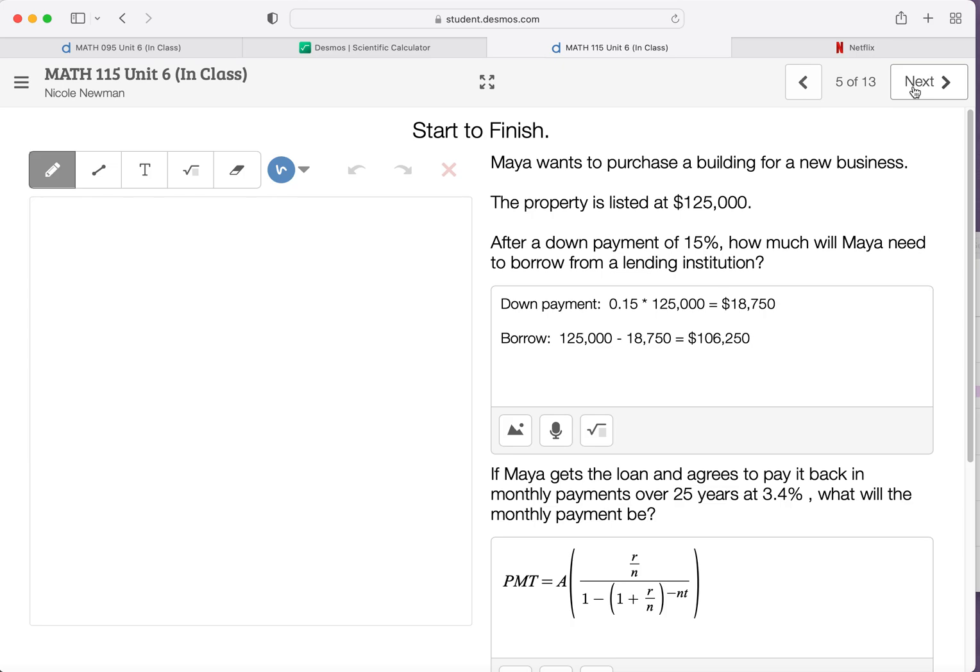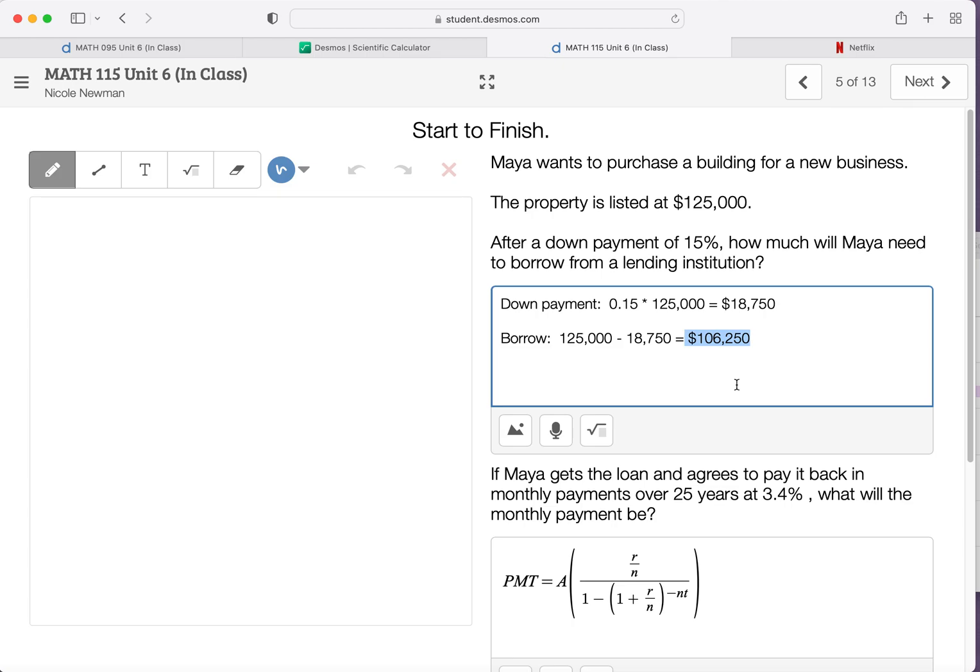Now we have Maya. We're going to work on Maya's situation. Wants to purchase a building for a new business. We have the property listing amount. Maya is going to make a down payment of 15%. We'd like to know how much Maya needs to borrow. The down payment ends up being 15% of $125,000, which I think is $18,750. And that means the borrowed amount would be the gap between the original price and the down payment. And so I think Maya ends up borrowing $106,250. So there's the amount of the loan.